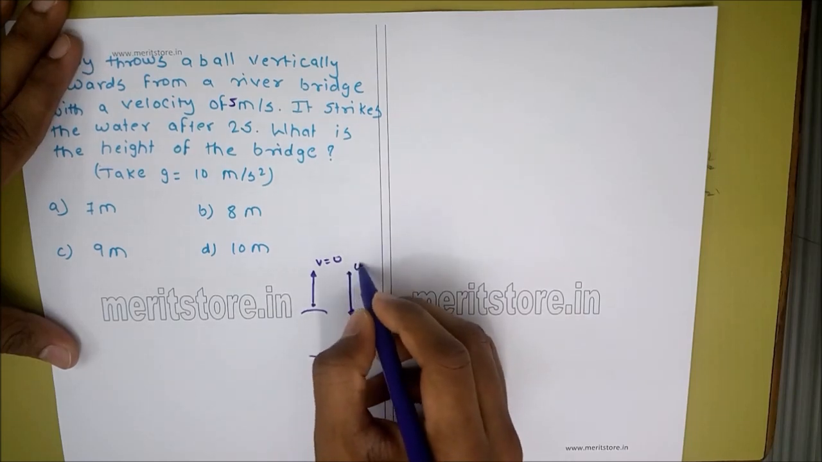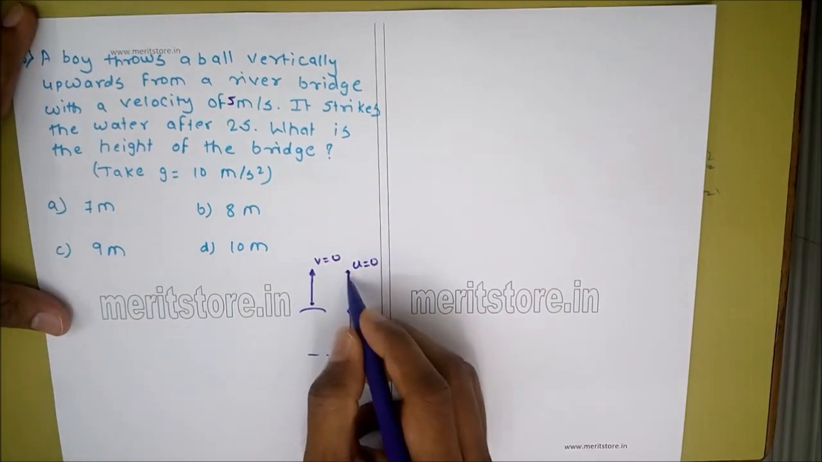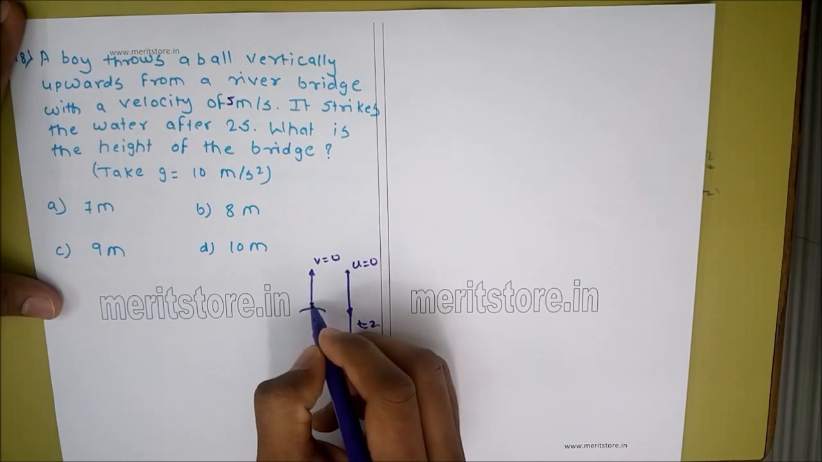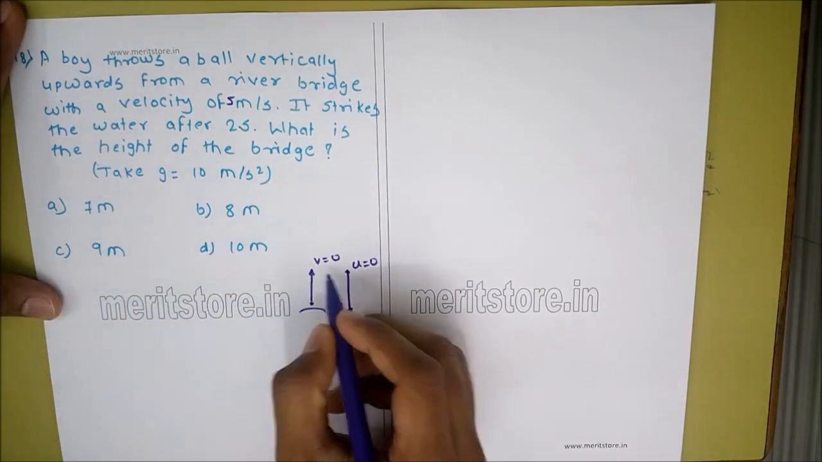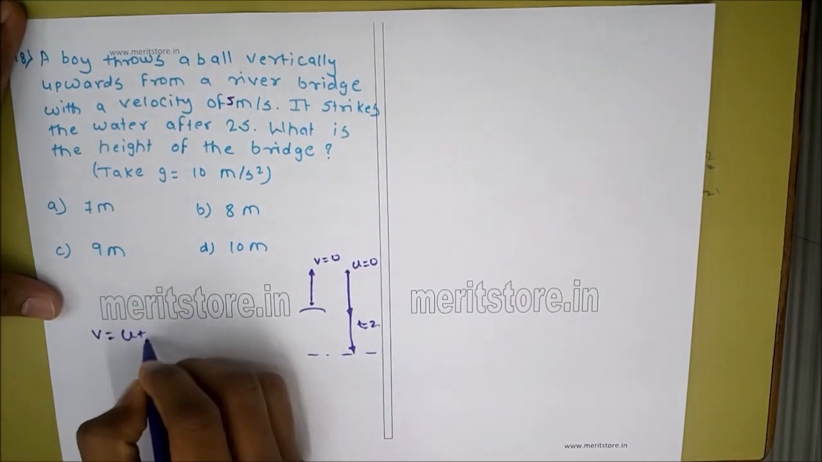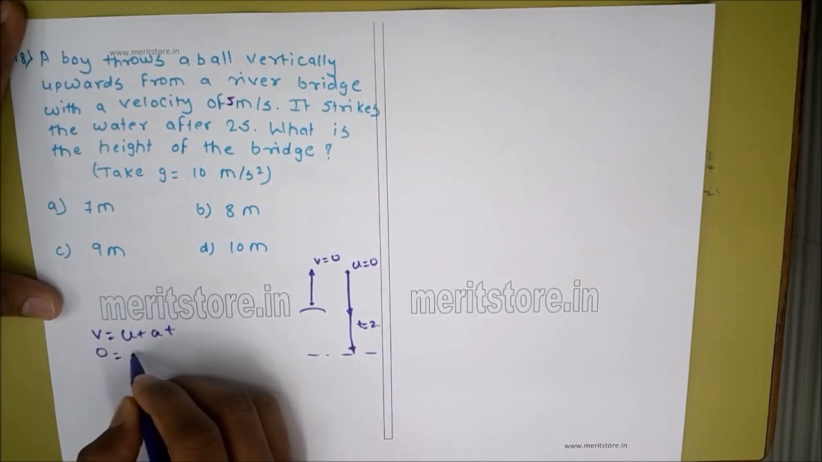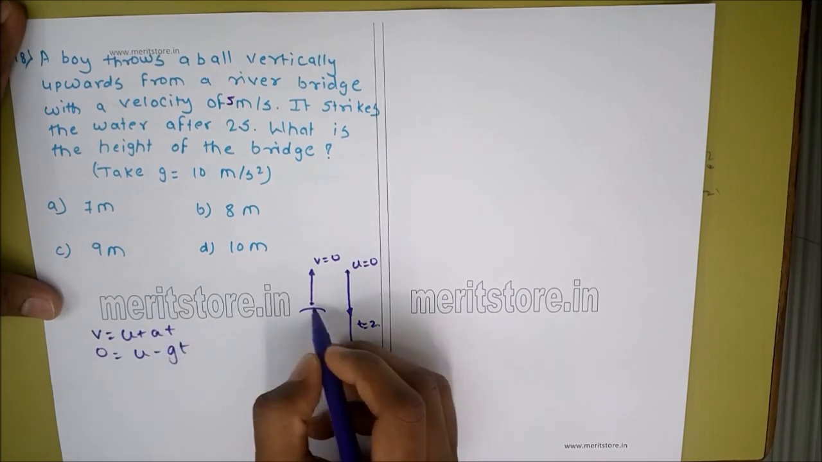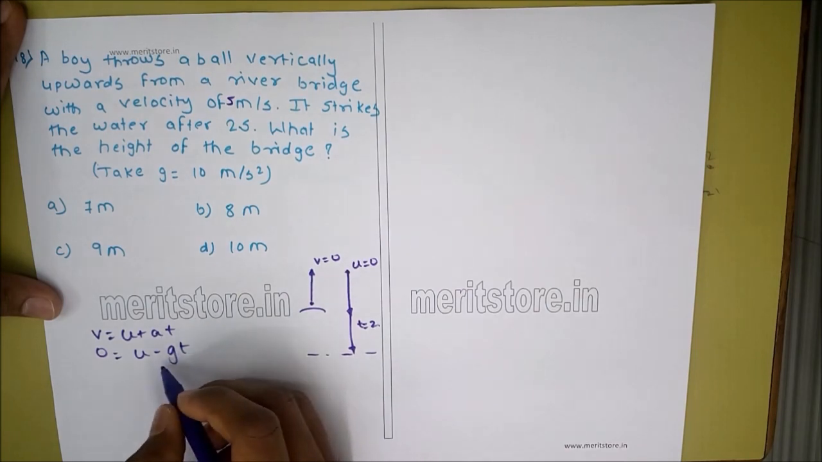So the initial velocity at this point becomes 0 and it has an acceleration of 10 meters per second square. So first let's look at the height which is traveled so that the velocity becomes 0. So v is equal to u plus at. Since the final velocity is 0, v is equal to u minus gt. The minus sign shows that the ball is moving against the force of gravity.